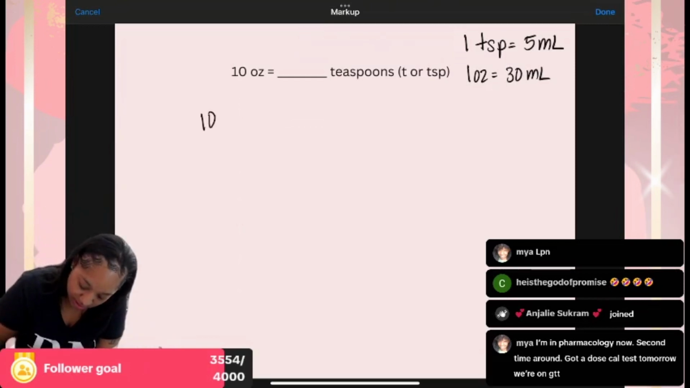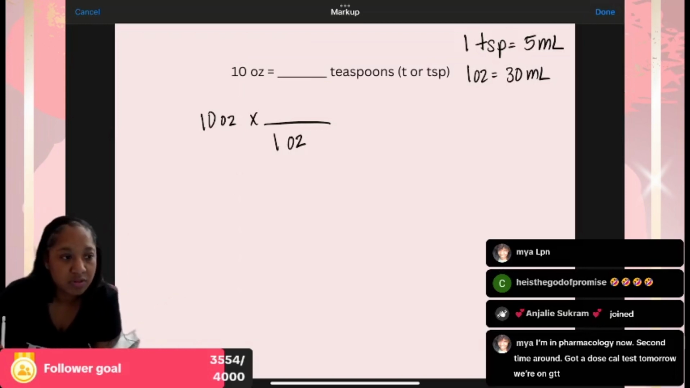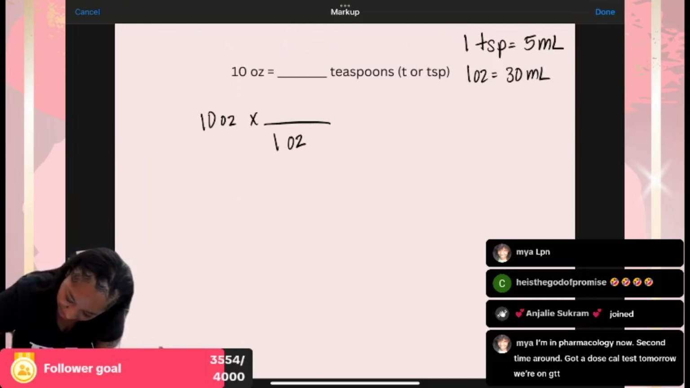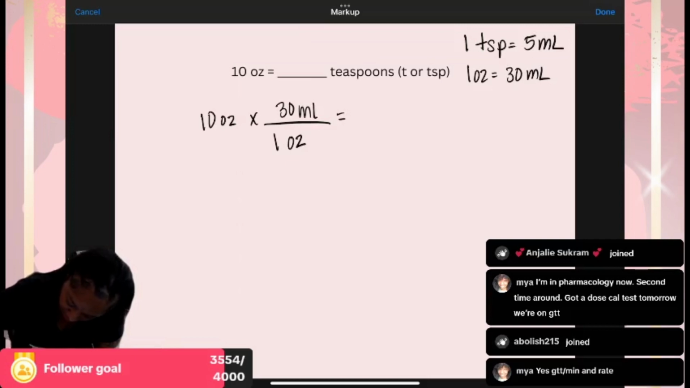So let's see, 10 ounces. One ounce equals 30 mLs.